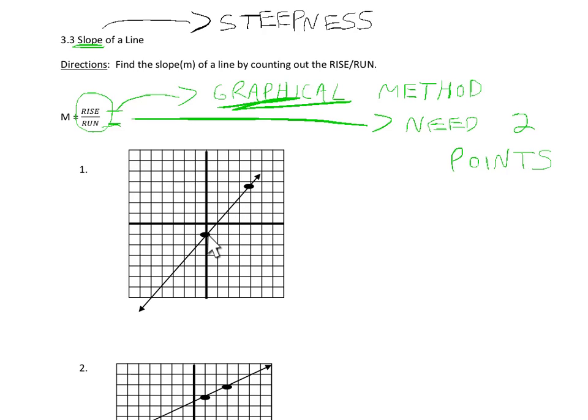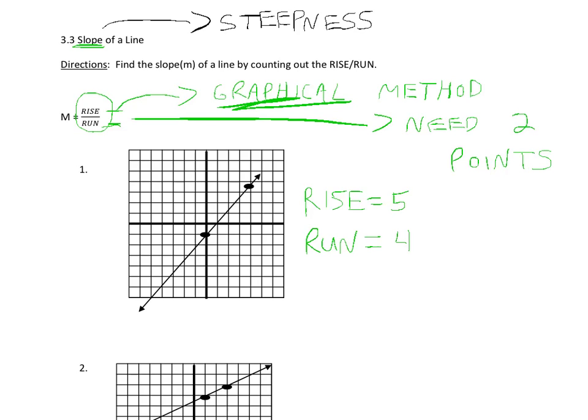All right, so let's count this. From this point, I'm going up 1, 2, 3, 4, 5. Okay, so that is my rise. So I'm going to put here my rise is 5. Okay, and then I'm going to put run. Let's go back to the arrow. So this is where I am, right here. Now my run, I go to the right, 1, 2, 3, 4. So my run is positive 4.